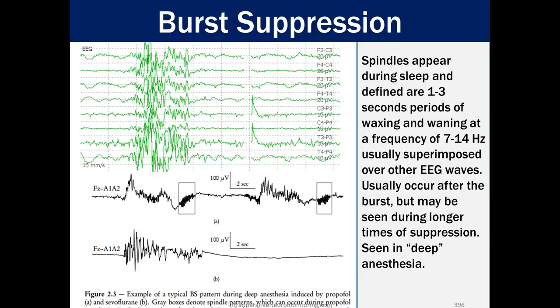Burst suppression. Spindles appear during sleep and are defined by 1 to 3 second periods of waxing and waning at a frequency of 7 to 14 hertz, usually superimposed over other EEG waves. They usually occur after the burst, but may be seen during longer times of suppression seen in deep anesthesia. So we can see our isoelectric, we have this huge burst, and then we have following spindles in the examples there.